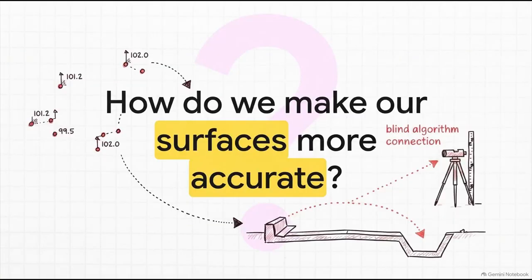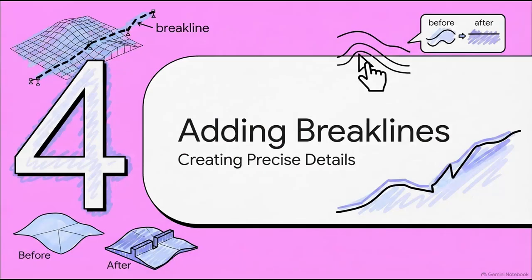But hey, here's the question we always have to ask ourselves as designers. How do we make those surfaces more accurate? Because points alone are really just isolated spots of elevation. If we leave everything purely up to the algorithm, it might blindly connect a point on the top of a curb directly to a point at the bottom of a ditch, totally ignoring the physical reality of the actual road edge right between them. And that is exactly why we need Section 4, adding detail with break lines.